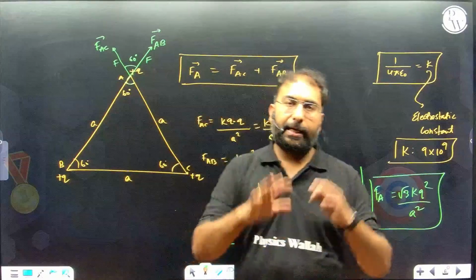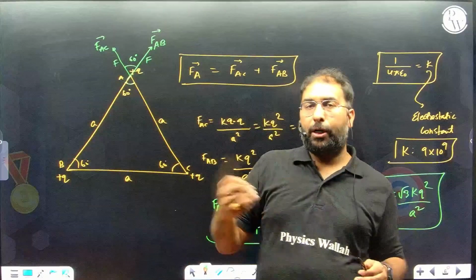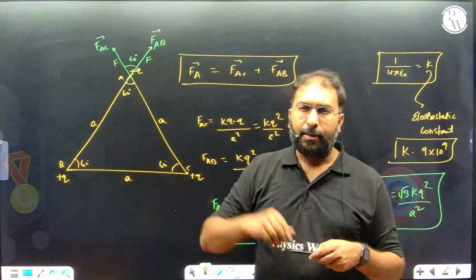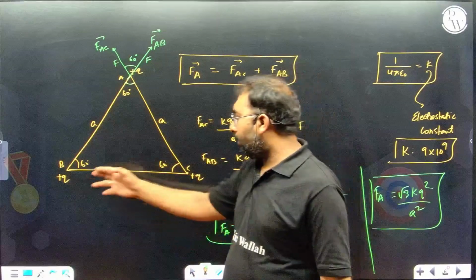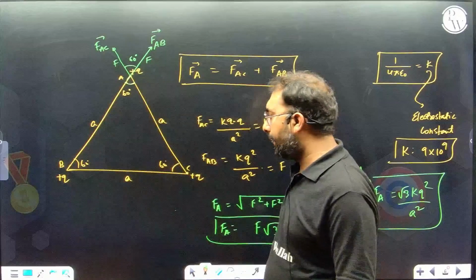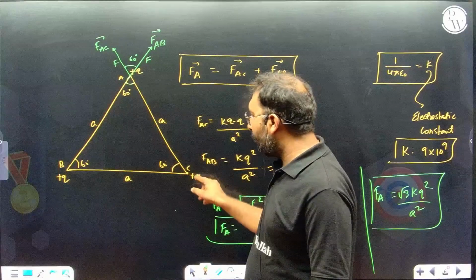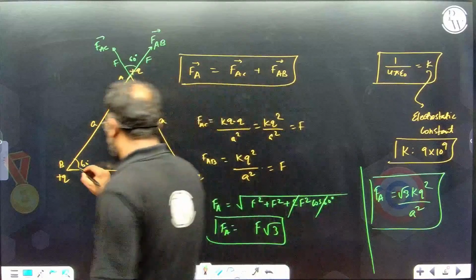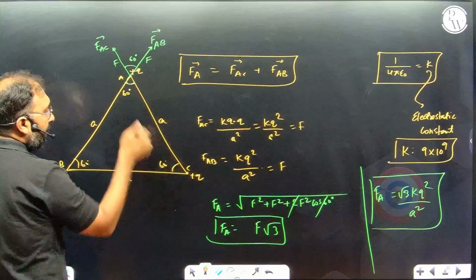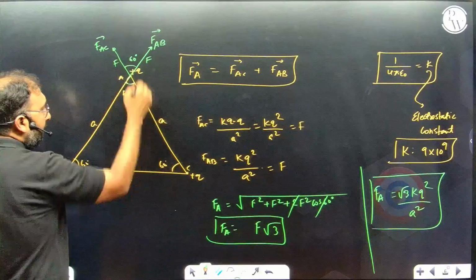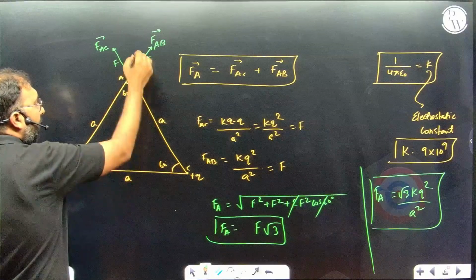a shape where a rectangle is there and some charges are placed at all the corners of the rectangle, or the problem might be different. Like I have taken all the charges to be positive in this case, but I can make one charge negative. Then what will happen? This charged particle will create a force in this direction, and since this is a negative charge particle, it will create a force in this direction. Then I have to find the resultant of these two forces.